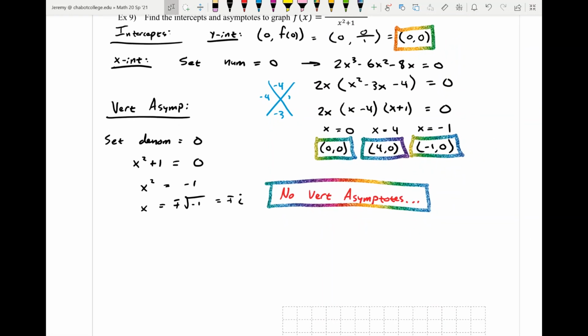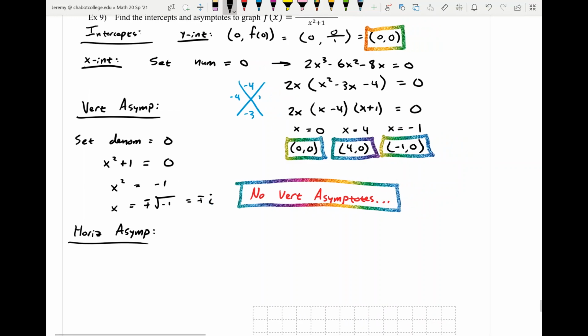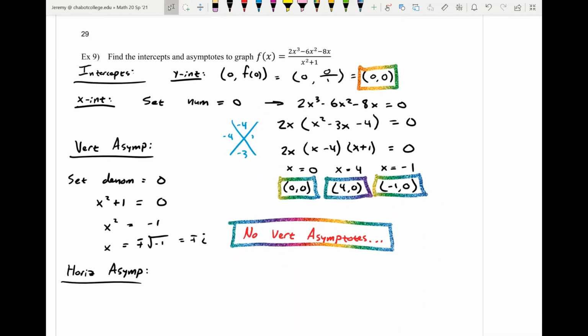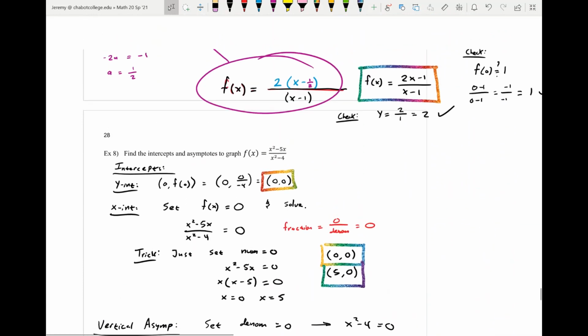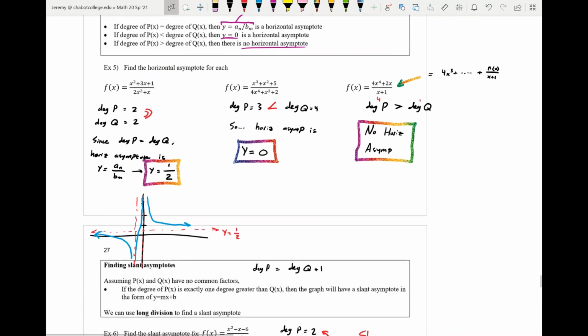Let's talk about horizontal asymptotes now. Looking up at our functions, remember, we have these cases. Let me go back. Where did we talk about this?